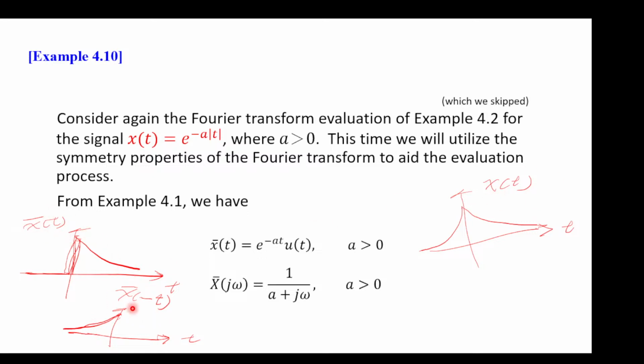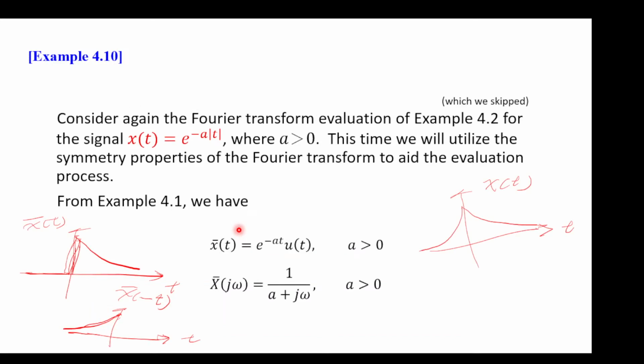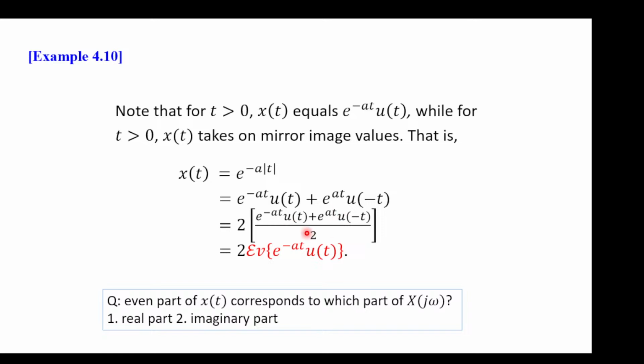Also, x bar of t plus x bar of minus t divided by 2 is actually the even part of x bar of t, because that's the definition: you add a signal and its time reversal together and divide by 2, and that is the even part. So if you divide by 2 and then multiply by 2, you see that x of t is actually twice the even part of x bar of t. Okay, and now a small quiz. Now we see that x of t is twice the even part of x bar of t, and now we need to memorize.